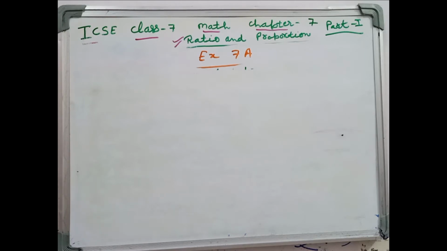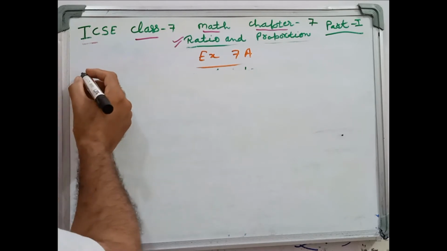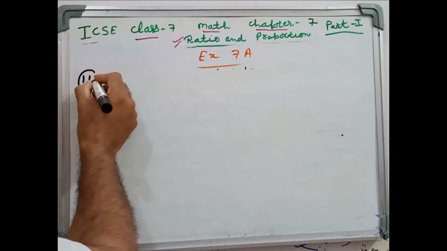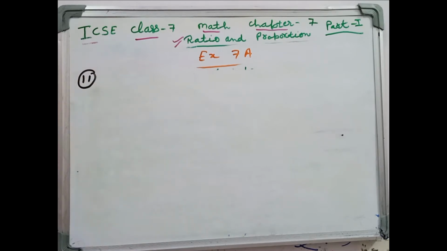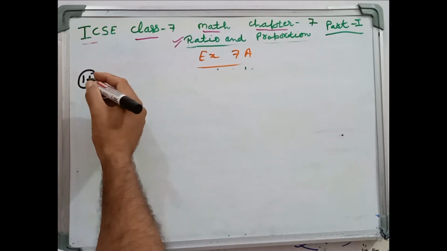Now we will move on to the 11th question. So what is the 11th question? Divide rupees 760 among A, B and C such that A gets 5 by 6 of what B gets, and the ratio between the shares of B and C is 3:4. So here, what is the total money?